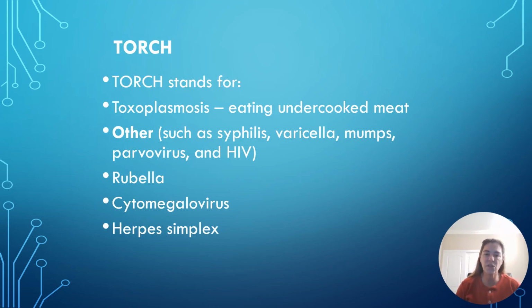And so we call them the TORCH syndrome. It stands for toxoplasmosis, which you can get from eating undercooked meat. Other diseases include syphilis, varicella, mumps, parvovirus, and HIV. The R stands for rubella. The C stands for cytomegalovirus, or CMV, and the H stands for herpes simplex.